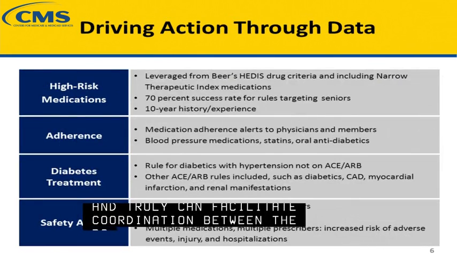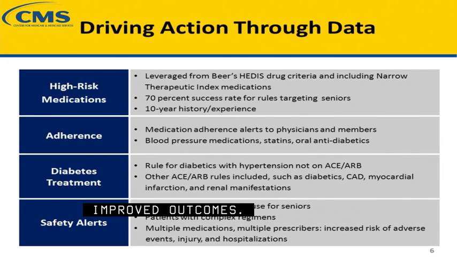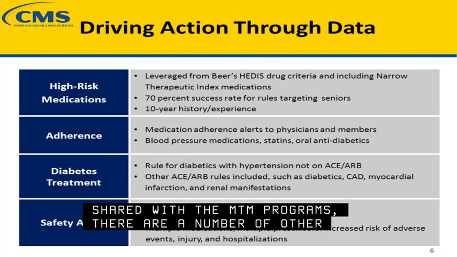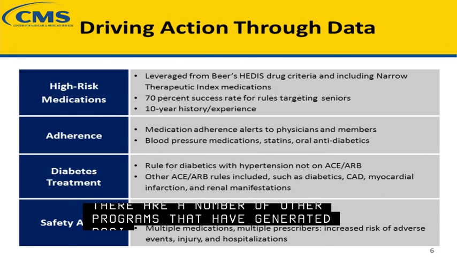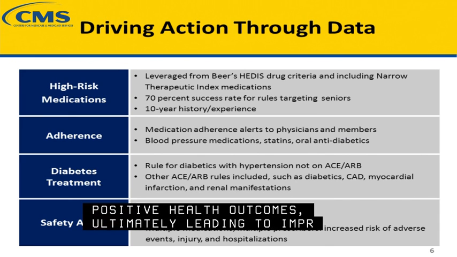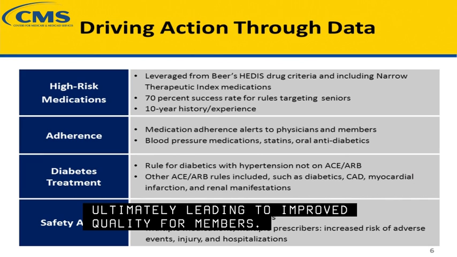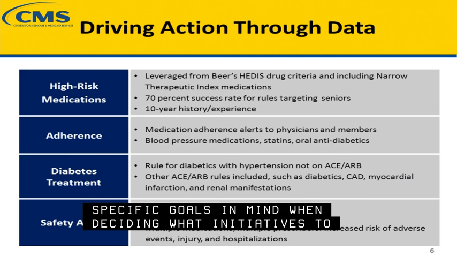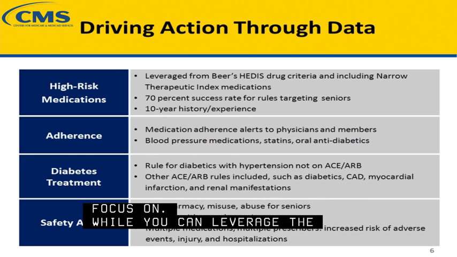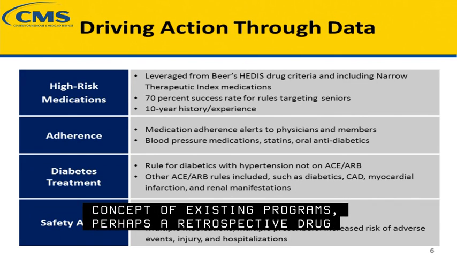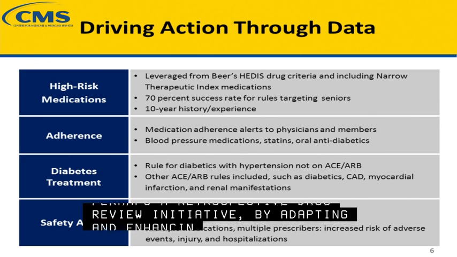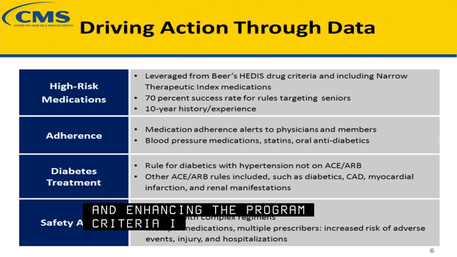In addition to the example I had shared with the MTM program, there are a number of other programs that have generated positive health outcomes, ultimately leading to improved quality for our members. Again, it is important to have specific goals in mind when deciding what initiatives to focus on. You can choose to leverage the concept of existing programs, perhaps the retrospective drug utilization review initiative, by adapting and enhancing the program criteria into new initiatives to really provide interventions aimed at addressing these specific goals you are trying to achieve.